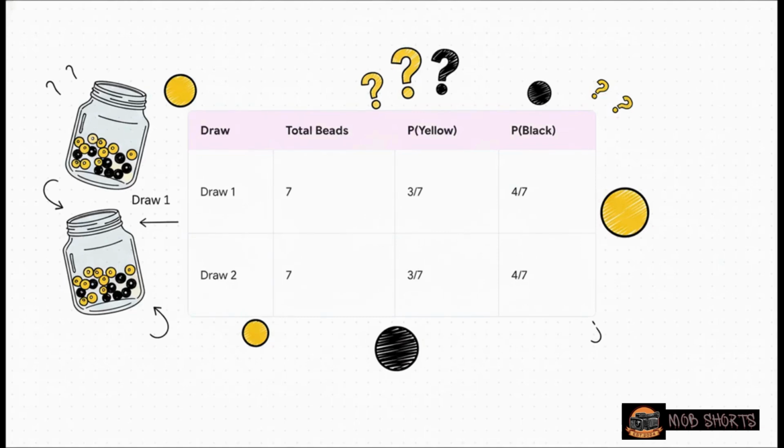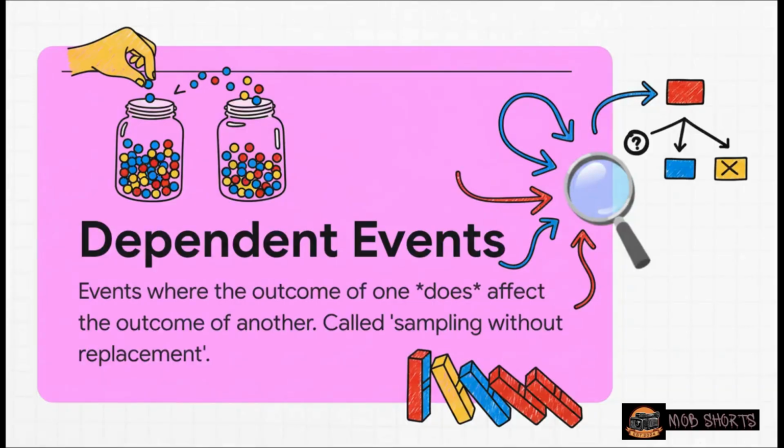And we can see it right here in the numbers. On that first draw, the probability of you picking a yellow bead is 3 out of 7, right? But because we put that bead back, the conditions for the second draw are identical. The total is still 7 beads, so the probabilities stay exactly the same. 3 in 7 for yellow, and 4 in 7 for black. Nothing has changed. But what if you don't put that first bead back?